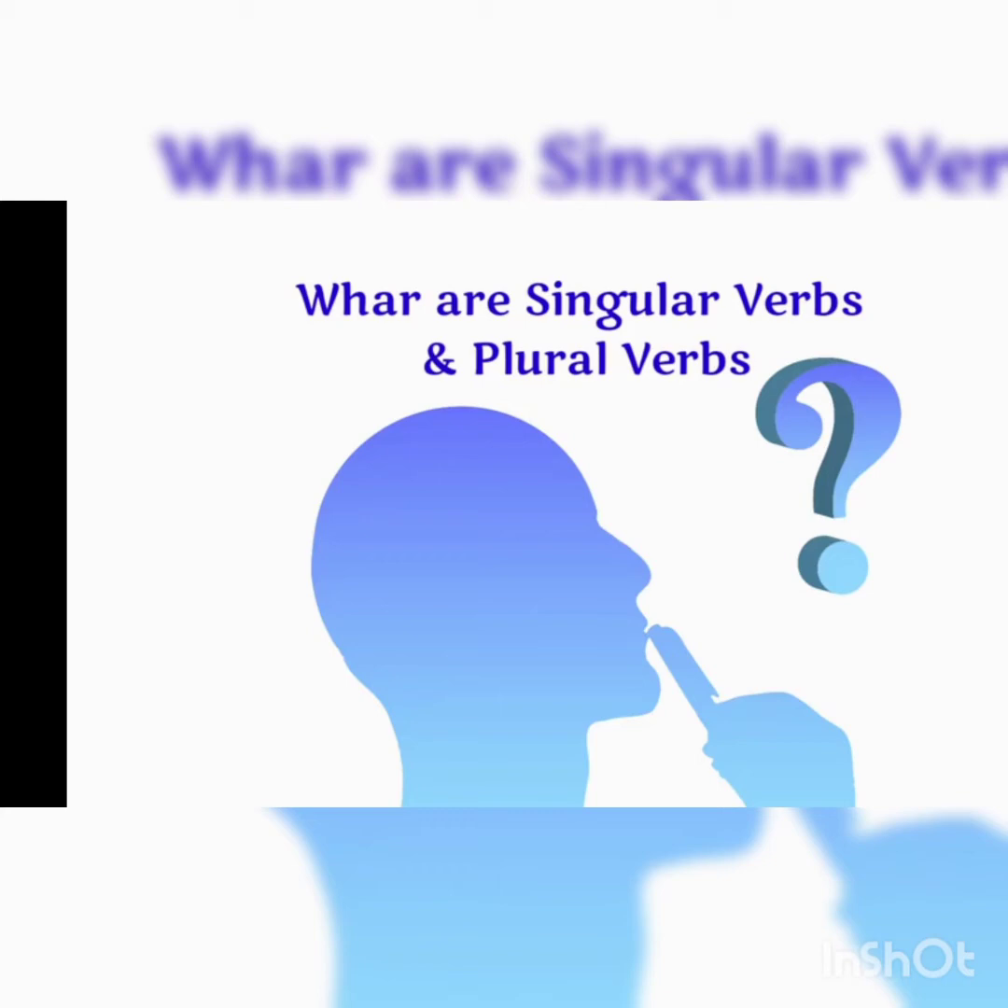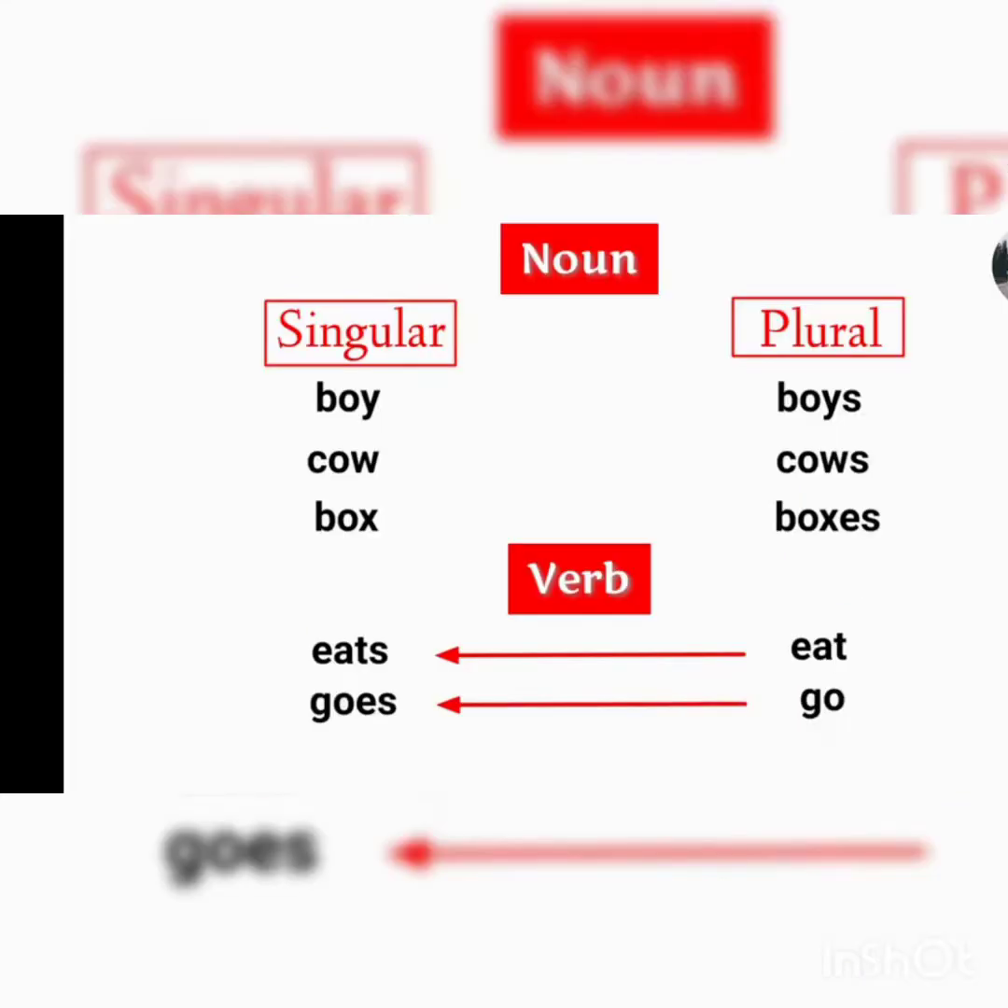Just see on the screen. What are you watching? What can you see here? See, these are the examples of the noun. Singular noun: boy, cow, box. And when we have added s or es to them, they have become the plural nouns like boys, cows, boxes. Whereas, as I told you, when we add s or es to the verb, it becomes the singular verb.